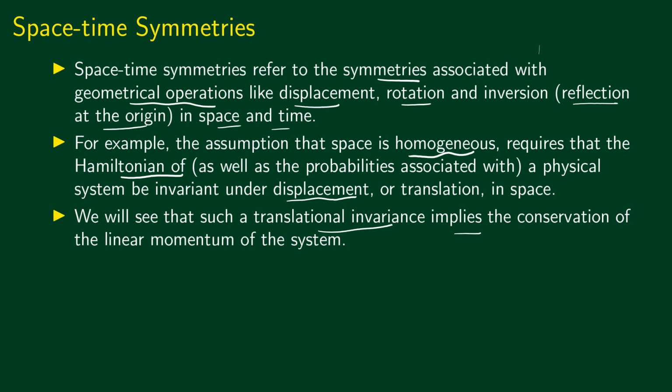Now we shall actually see that a translational invariance implies the conservation of linear momentum of the system. So the conservation of linear momentum that we have talked about before actually follows from the homogeneity of space. It follows from the fact that space has the same property everywhere.